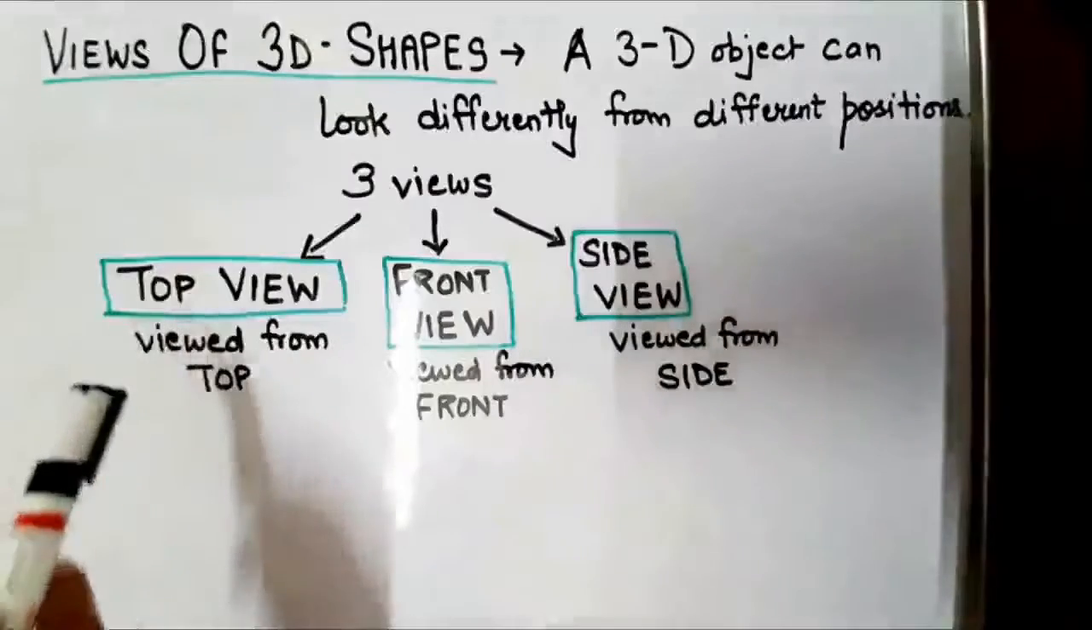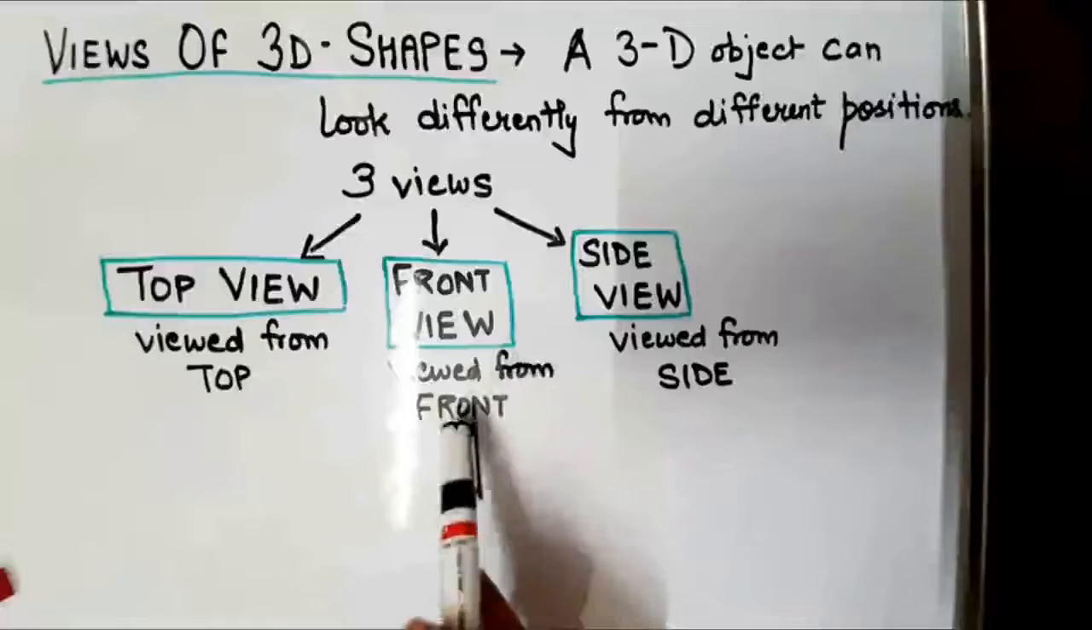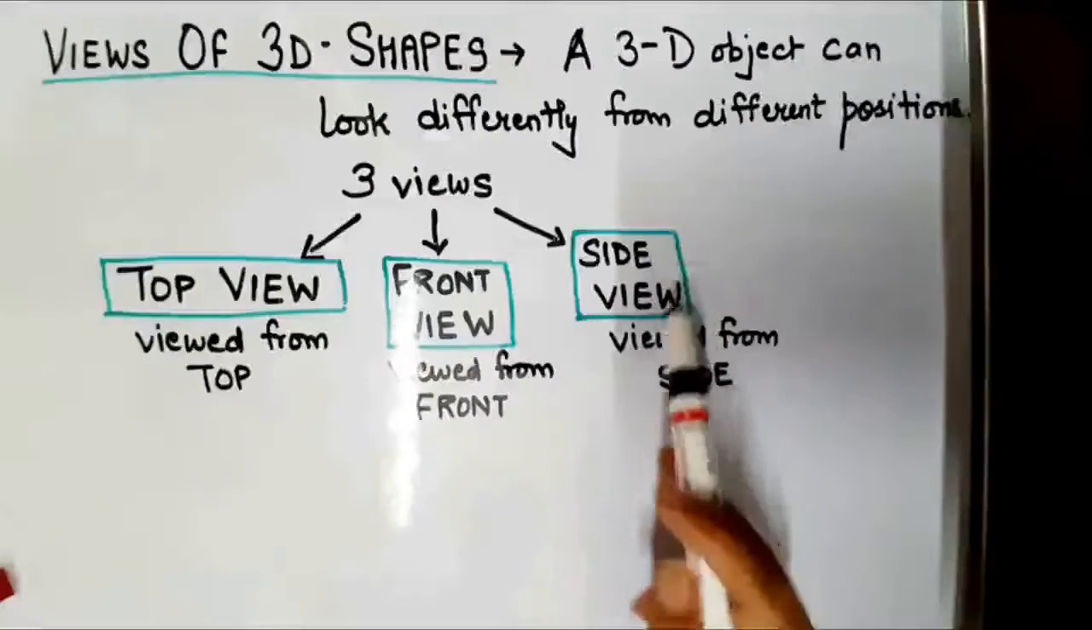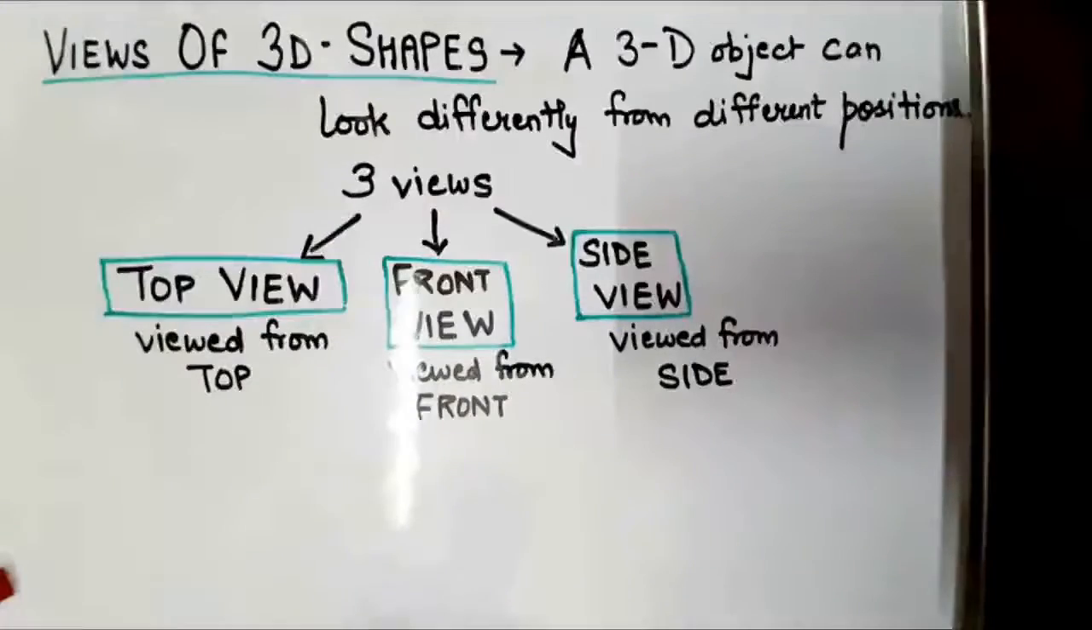Top view is when we view the object from the top, front view when we view the object from the front, and side view when we view the object from the side. In this way we have three views of a particular object. I'll take the first example here.